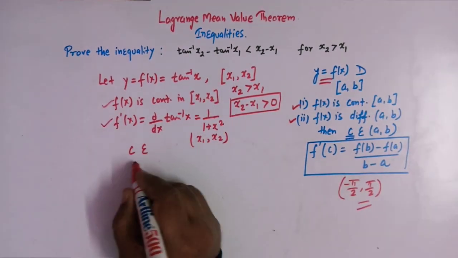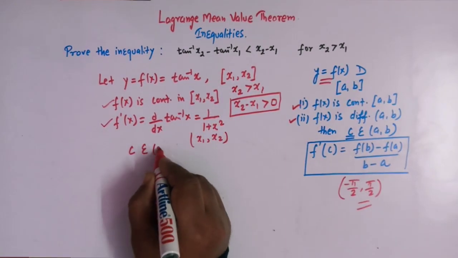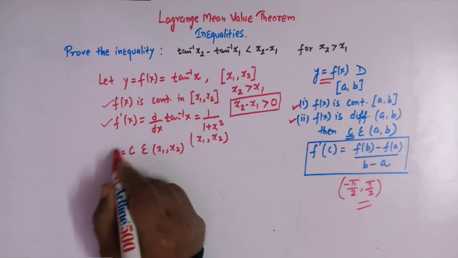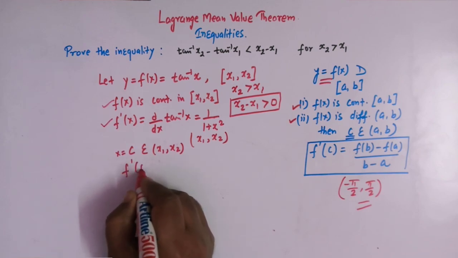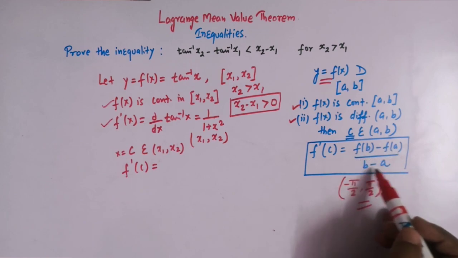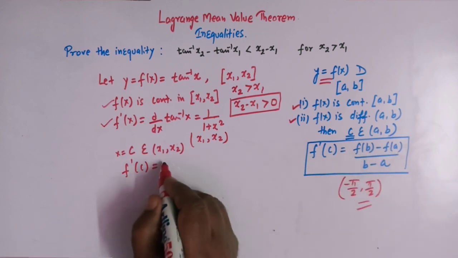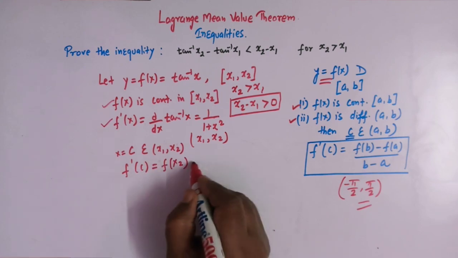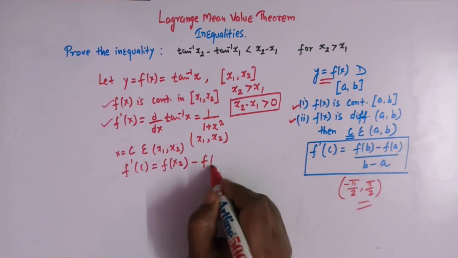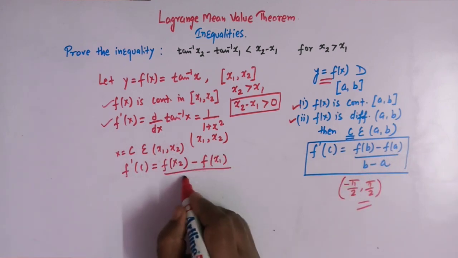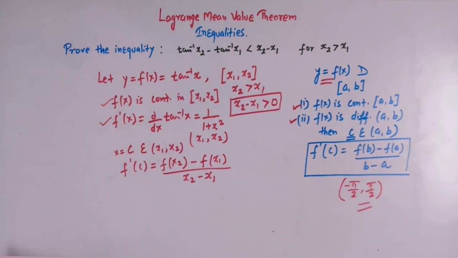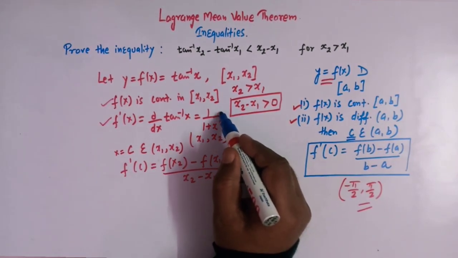In this case the interval is x1, x2, and this point x is equal to c is such that f prime of c is equal to f of b minus f of a divided by b minus a. So f of b is f of x2, and f of a is f of x1, then we have x2 minus x1, right? So now f prime of c can be obtained from this expression.